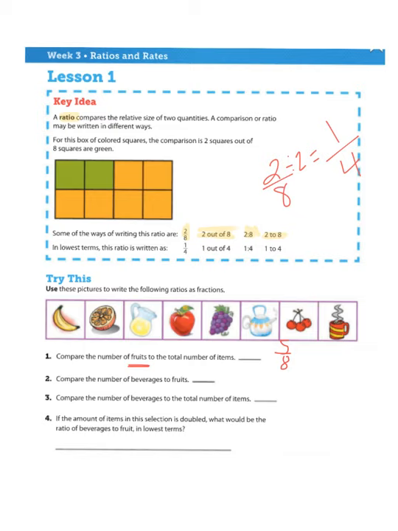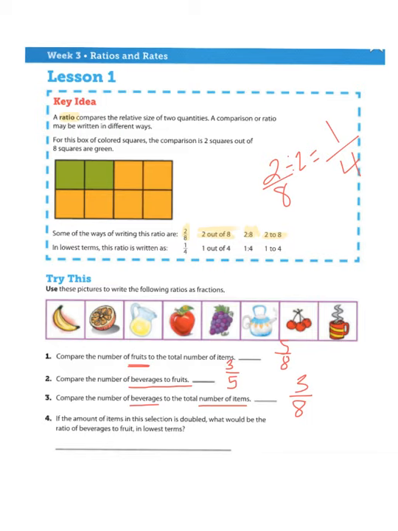On number 2, compare the number of beverages to fruits. This time they're not asking for all the items. They're asking for beverages to fruits. I know that I had 5 fruits, so my denominator is going to be 5. Now we count how many beverages, and that would be 3. So this fraction would be 3/5. Number 3: compare the number of beverages to the total number of items. Now we're back at the total number of items and beverages. I know I have 8 items altogether, and we counted 3 beverages, so my fraction is 3/8.